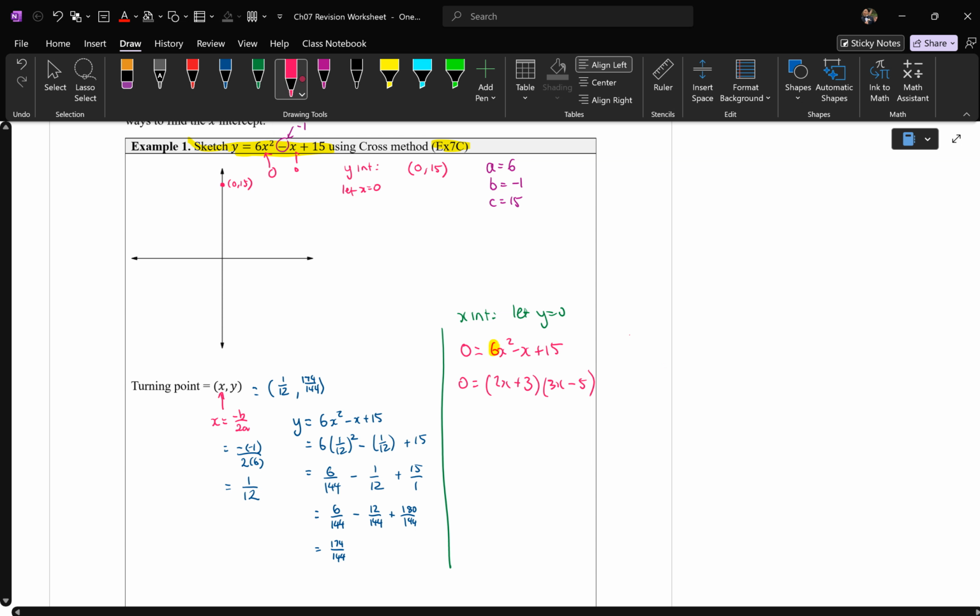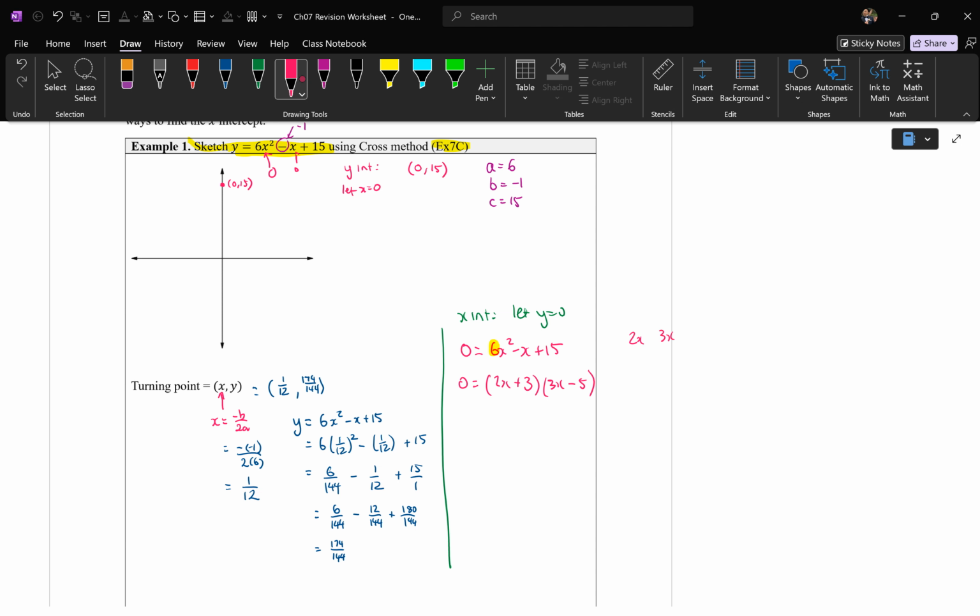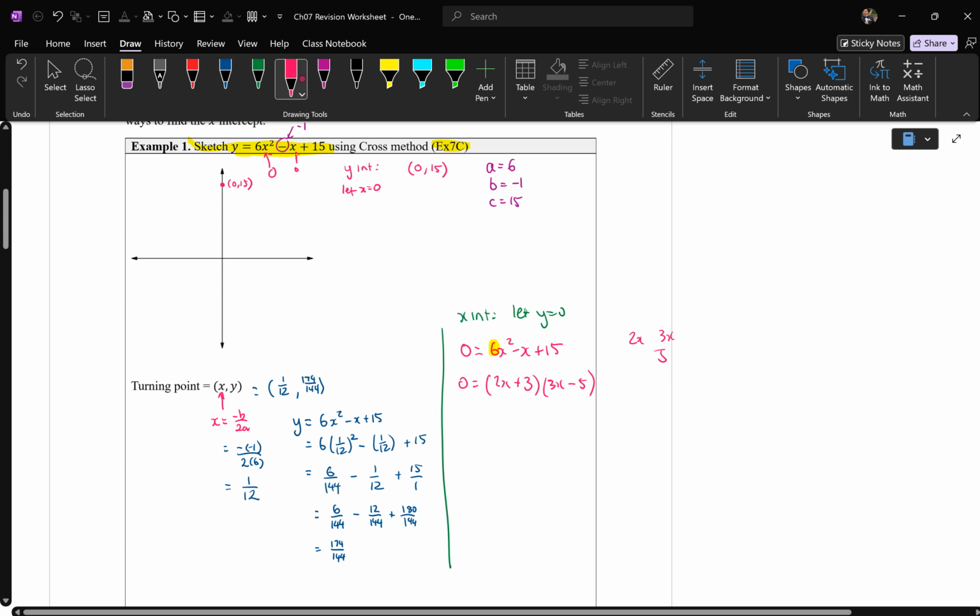Are you meant to take out the 6 and then make it 6 bracket x squared minus x plus 15 over 6 and then solve all the fractions? You could do it by completing the square. I'm trying to factorize by cross method. 5 and 3? What if it's 15, 3? No, that doesn't work.